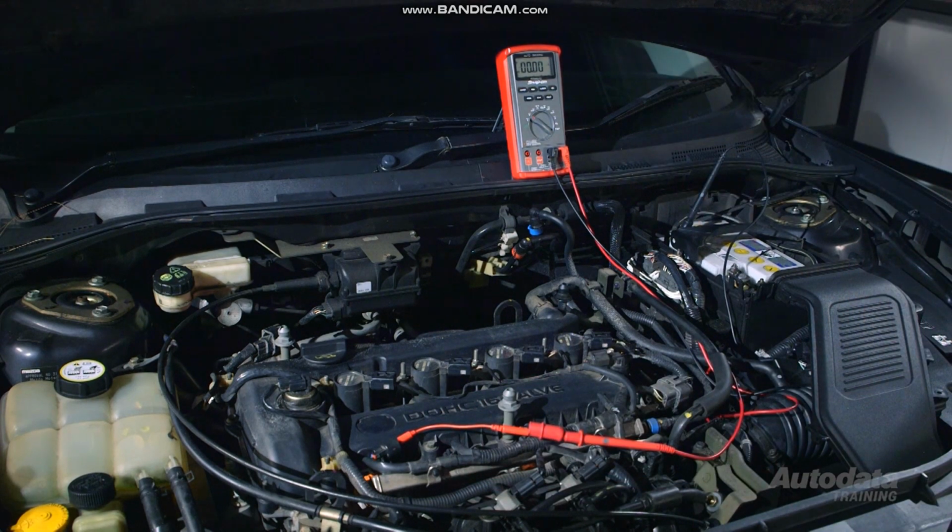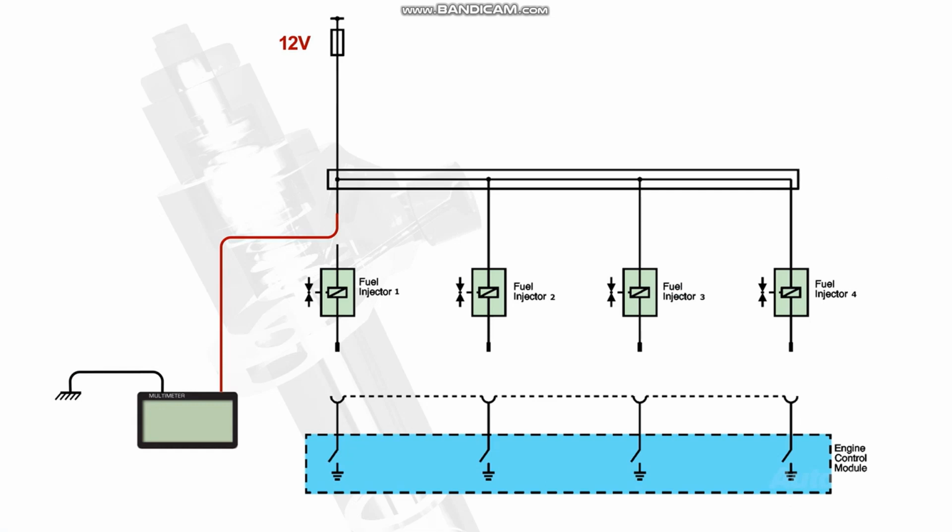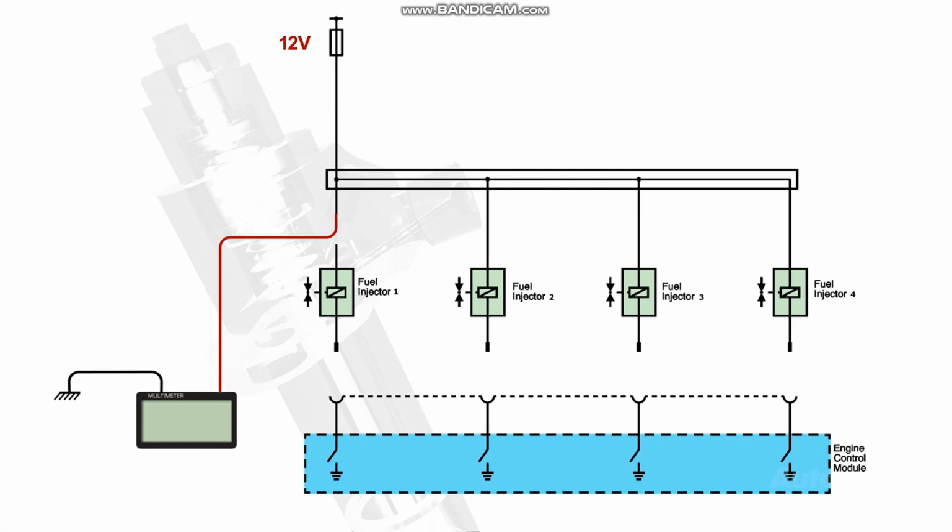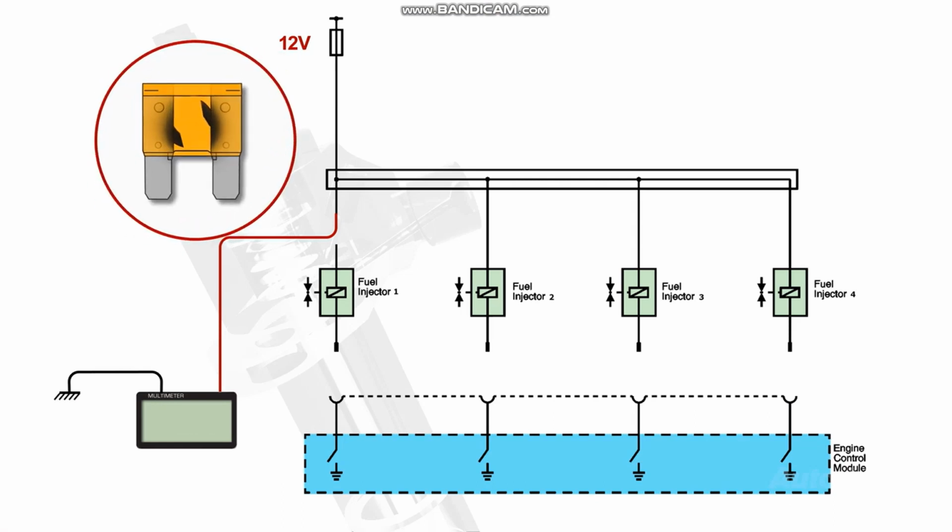Remember to check battery voltage first. There should be battery voltage. If it's there, we know this part of the circuit is okay. If battery voltage was not there, check the fuse. If the fuse was blown, all injectors would log an individual fault code. This is because the injectors are wired in parallel.